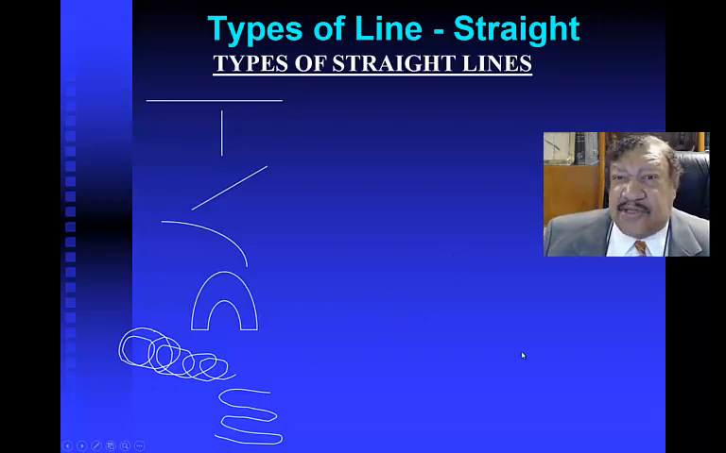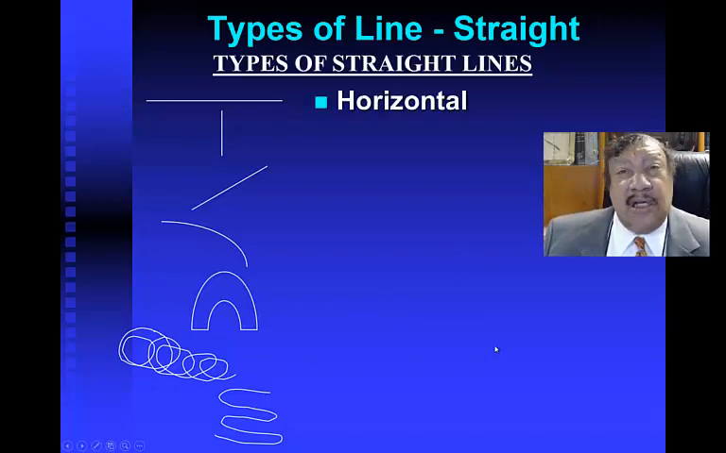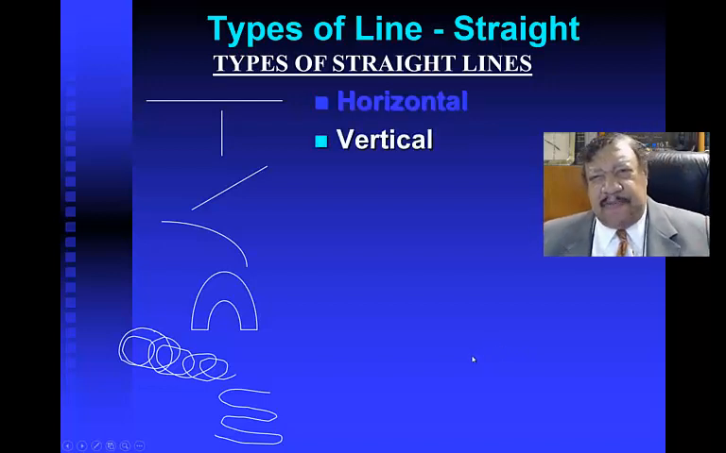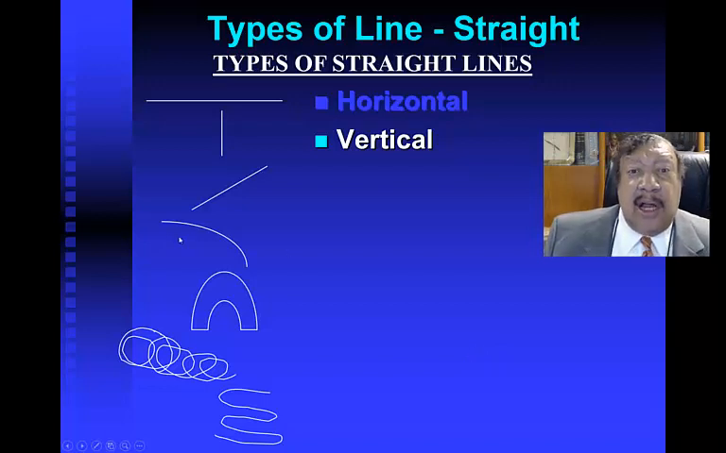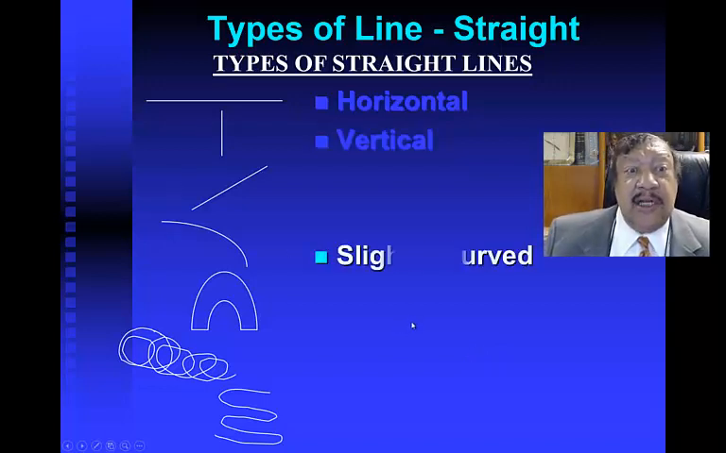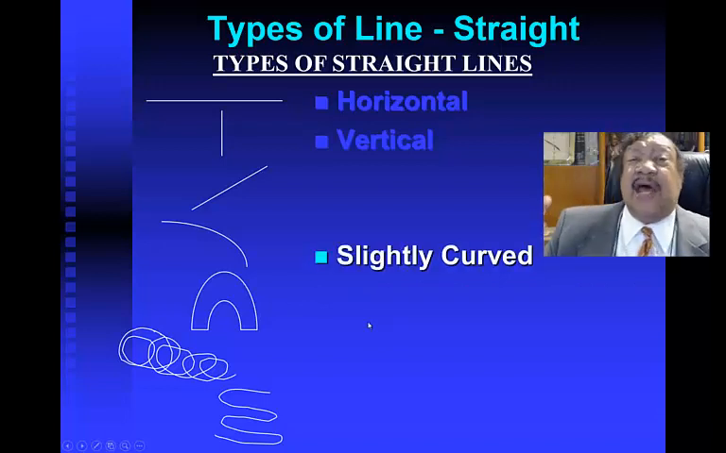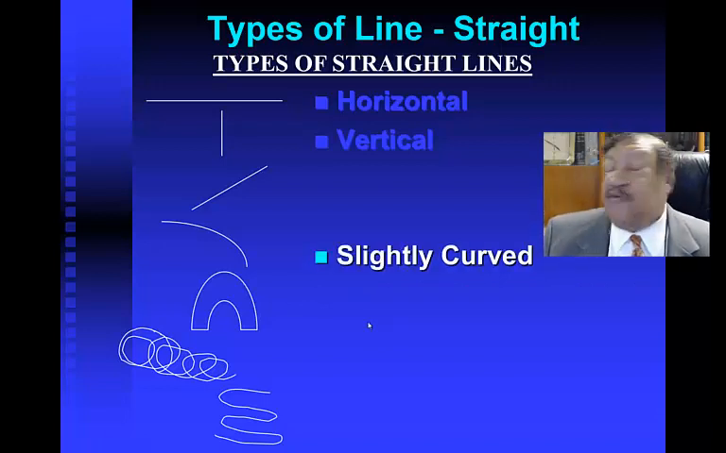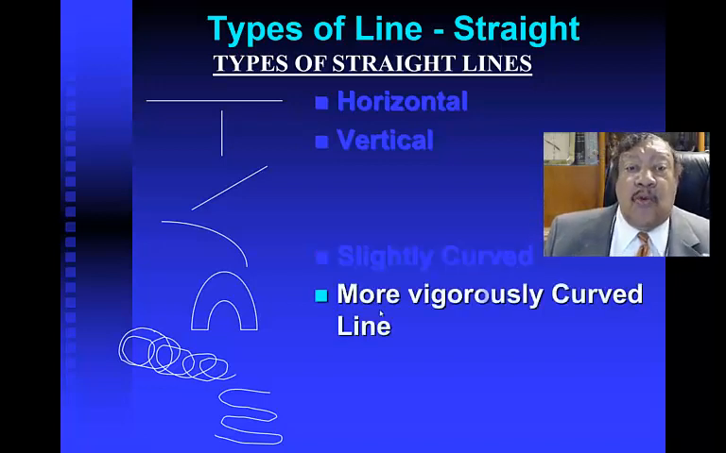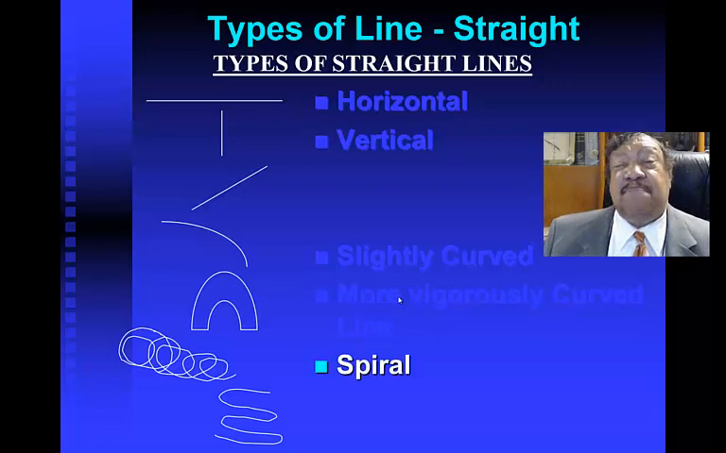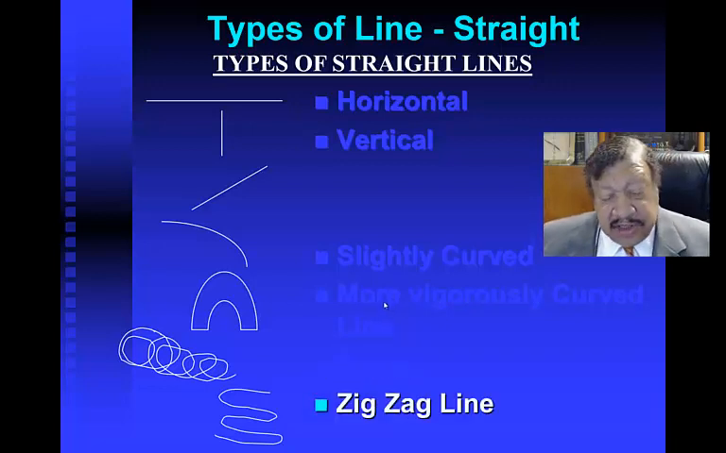So there are 3 types of straight lines. 1, horizontal. 2, vertical, straight up and down, 90 degrees. Horizontal, 180 degrees. And then we have the diagonal line. Now going back, we have 4 for this class. We have 4 types of curved lines. We have slightly curved. We have more vigorously curved. We have spiral, and we have zigzag.